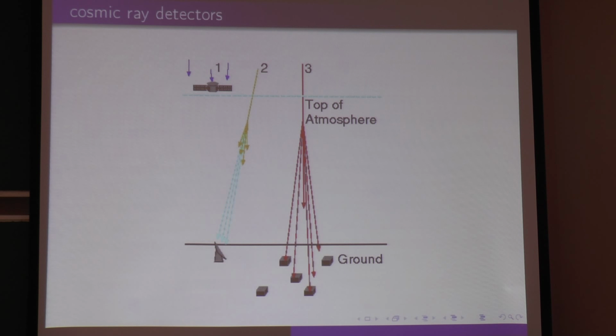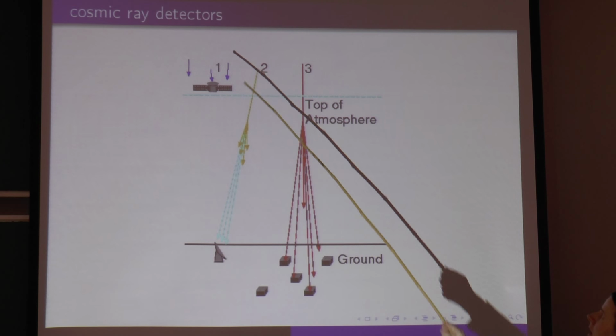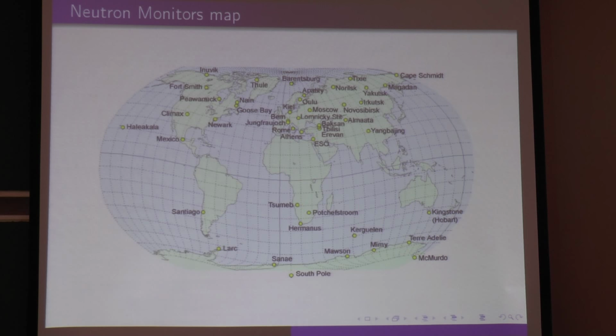Here we can see different kinds of detectors: spacecraft at the top of the atmosphere, balloons in the atmosphere, and ground-based detectors, muon telescopes and neutron monitors, which we concentrate on. Here we can see a map of neutron monitors around the world. We have about 40 stations around the world. They are operated since 1955, more or less.